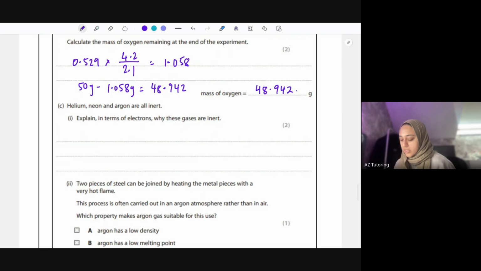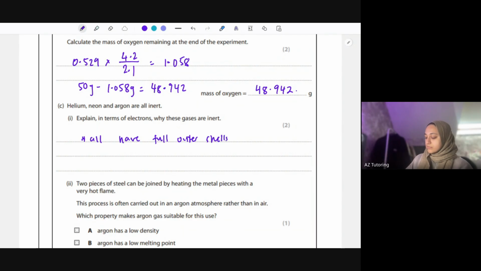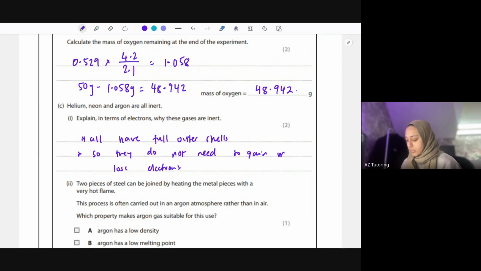Okay, so helium, neon, and argon are all inert. That's because they're all noble gases. Explained in terms of electrons, why all these gases are inert is because they've all got full outer shells. So what that basically means is that they do not need to gain or lose electrons. Okay, so that's your second mark.